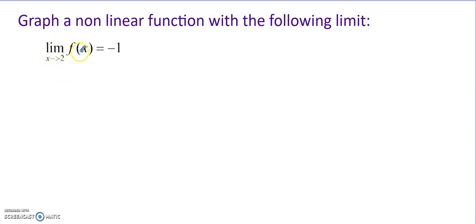So the first one, the limit as x goes to 2 of f of x equals negative 1. So you're just graphing any function as long as it's a nonlinear function that has this limit. So pause the video, do all 8 of these, and unpause when you're ready to check.